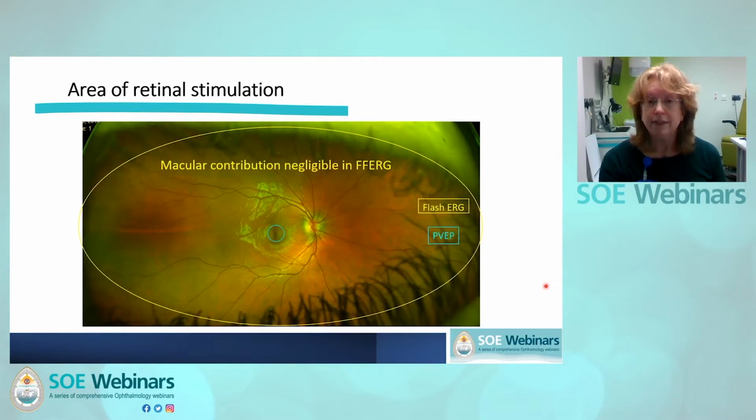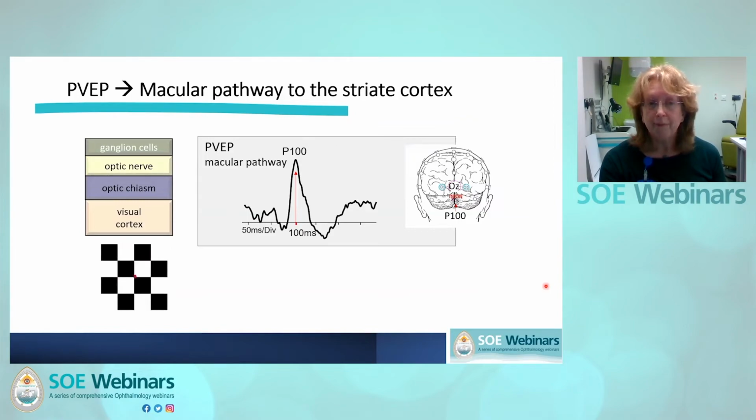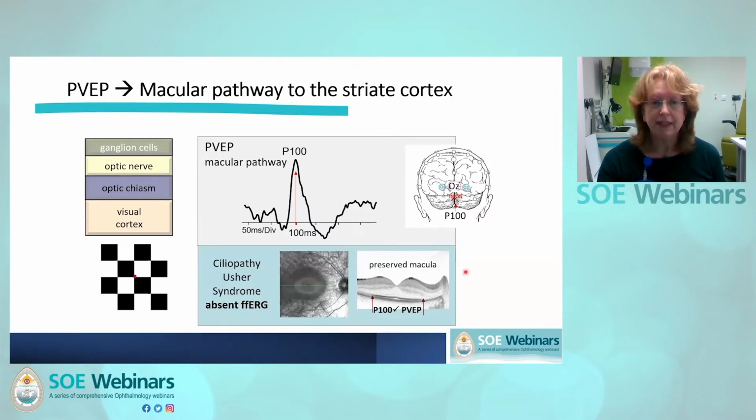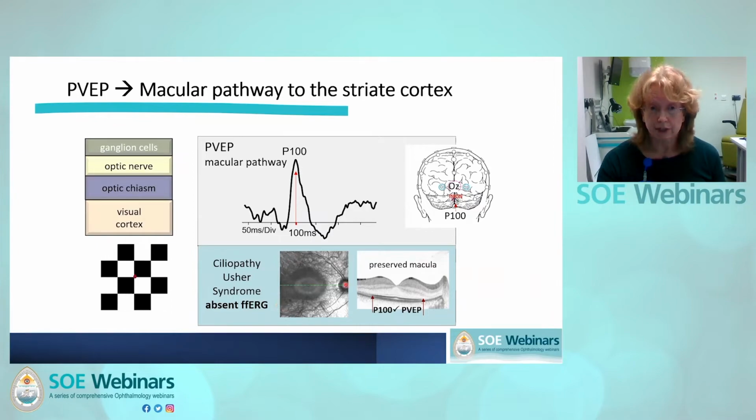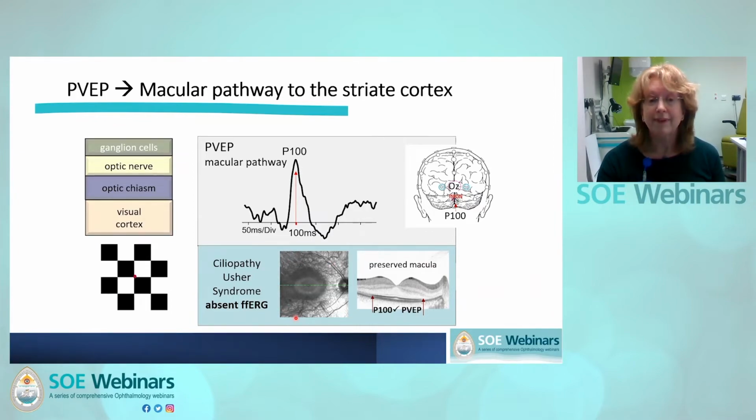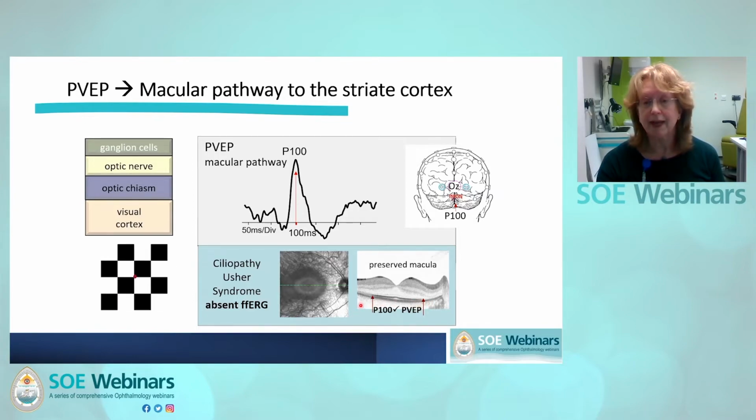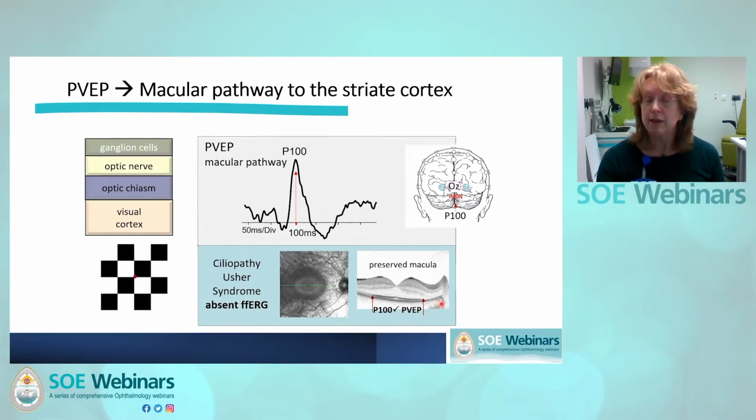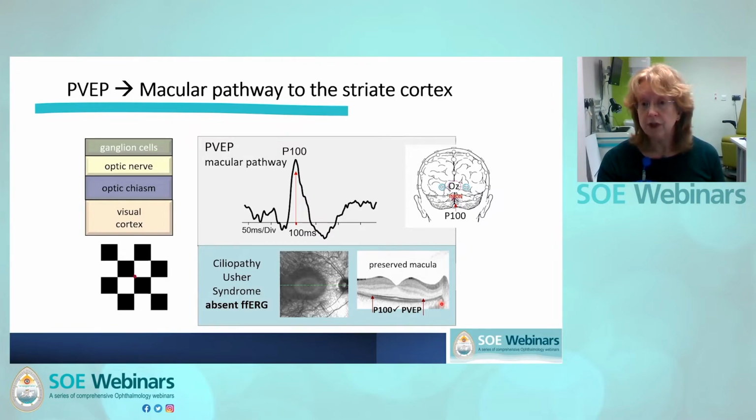But we can, in kids, use the pattern VEP as an indirect index of how well the macula in the retina is working. So pattern VEP is an index of macular pathway all the way from ganglion cell to the striate cortex. But it gives us this opportunity in certain retinal diseases, such as Usher syndrome ciliopathy seen here, where we have an absent full field ERG, but the OCT is showing this preservation of macular structure, which is sufficient to give us a pattern VEP. And this could be a surrogate marker in some retinal diseases of progression, or potentially of treatment efficacy.